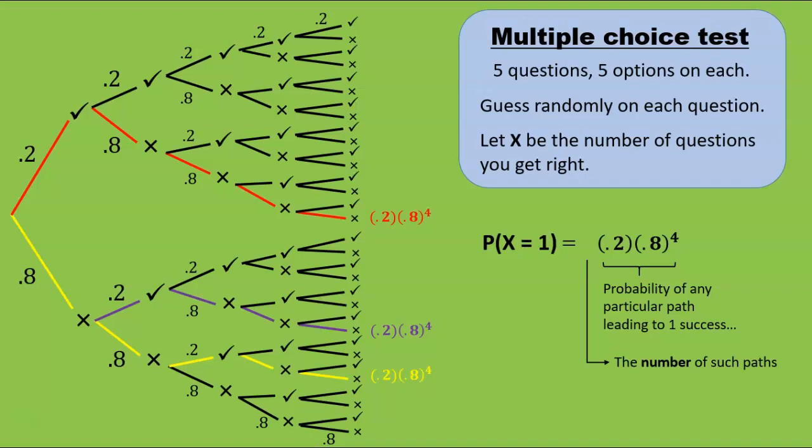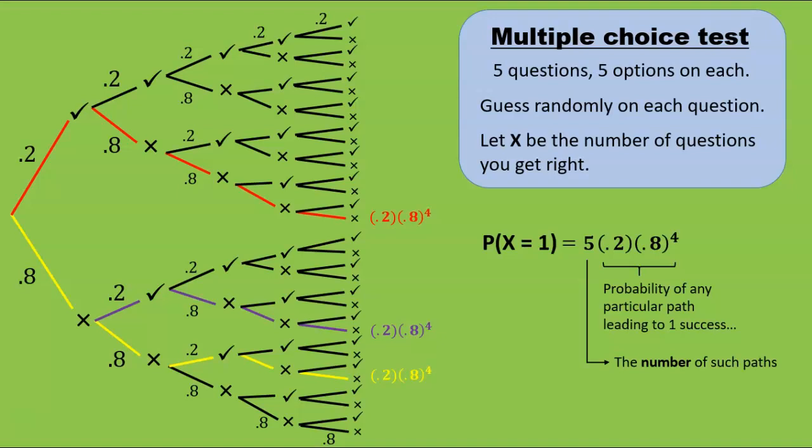So how many paths are there that lead to 1 success? We've found 3. In one, we got only the first question right. In another, we got only the second question right. And in another path, we got only the third question right. Well, of course, there are going to be 2 more such paths, one in which we get only the fourth question right, and one in which we get only the fifth question right. Hence, there are 5 paths through the tree that lead to 1 success.